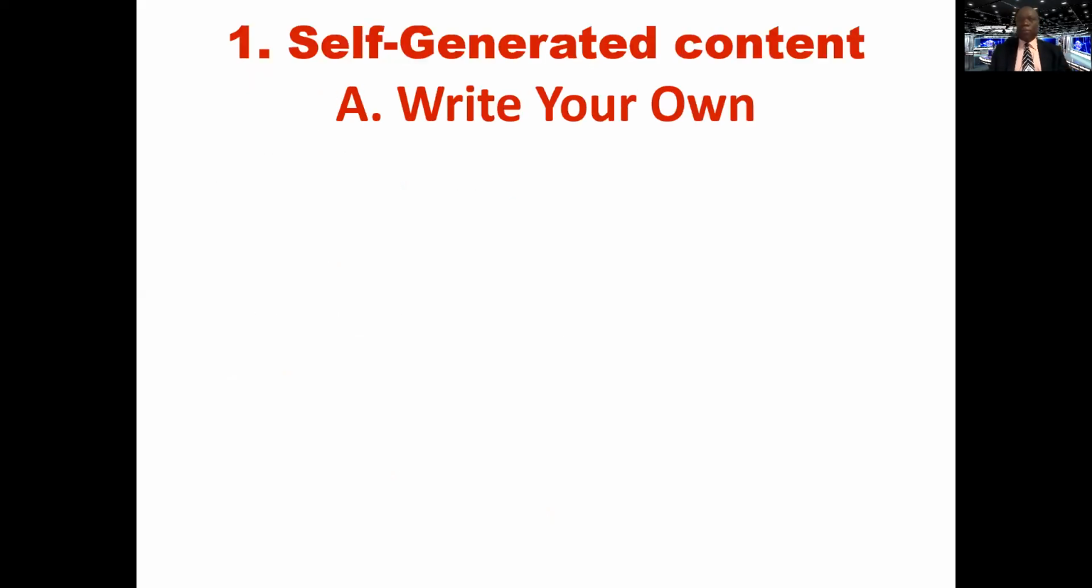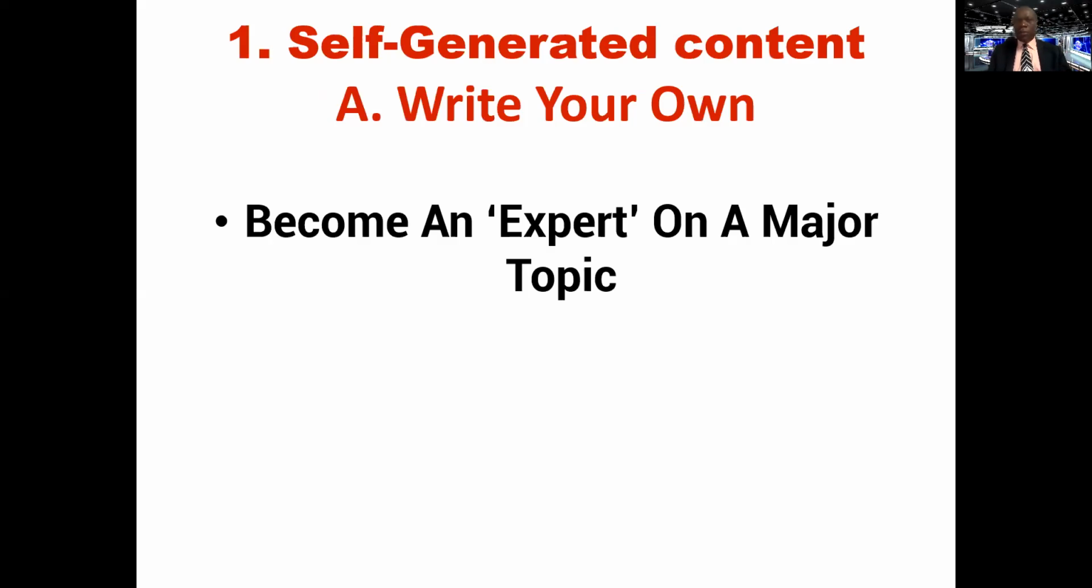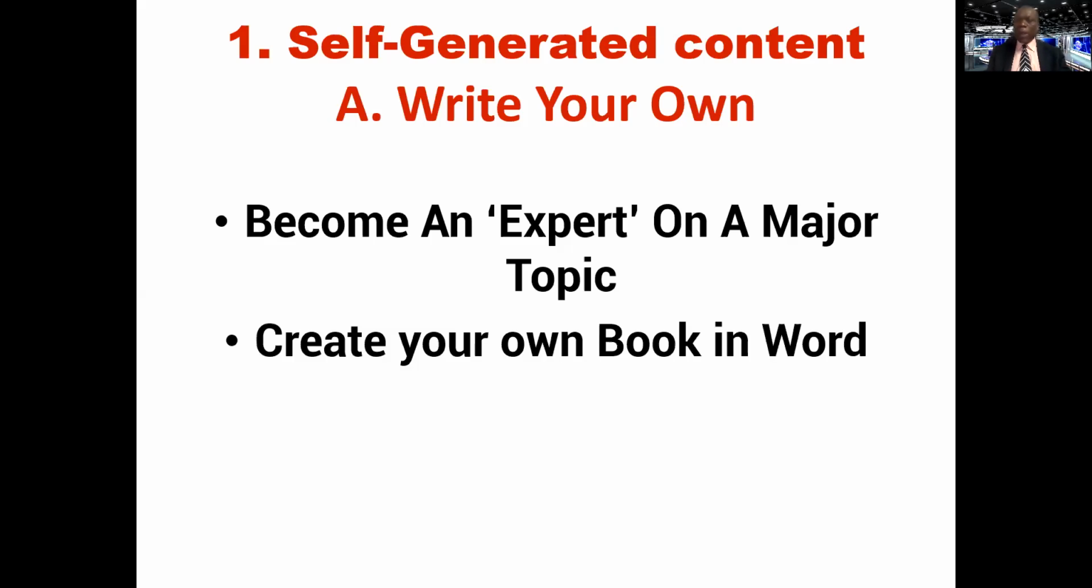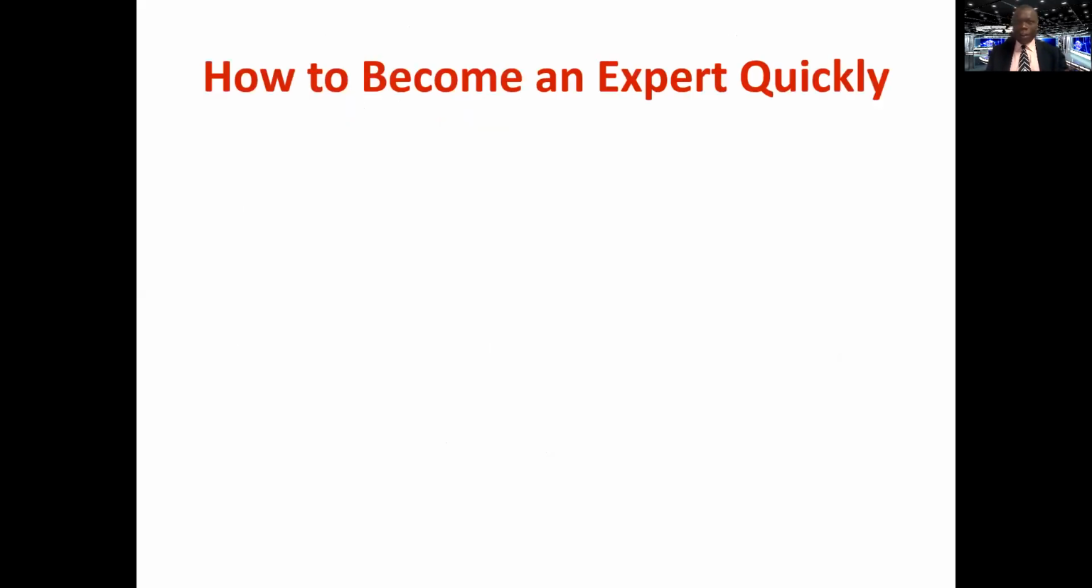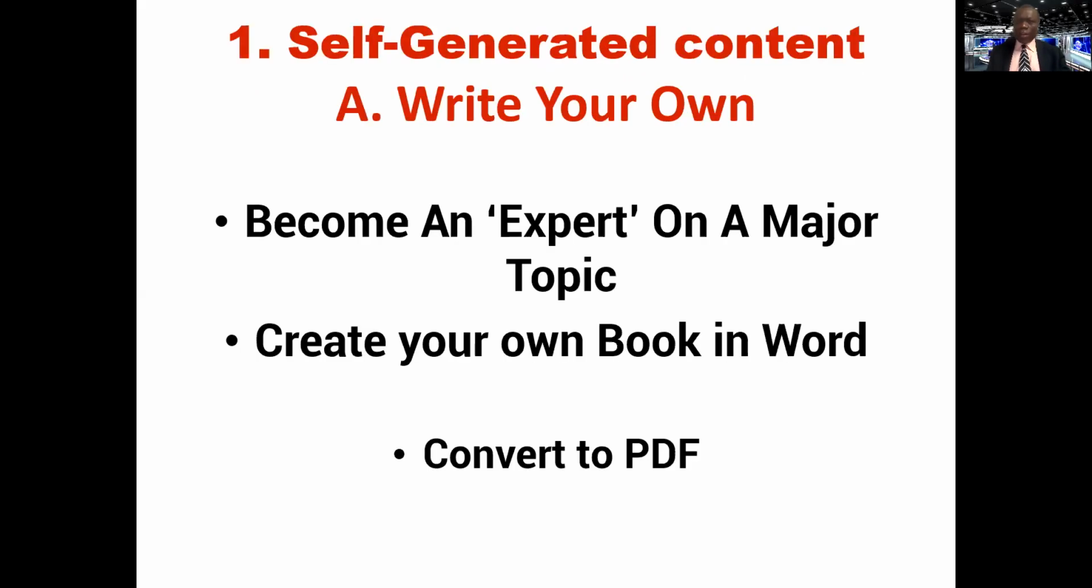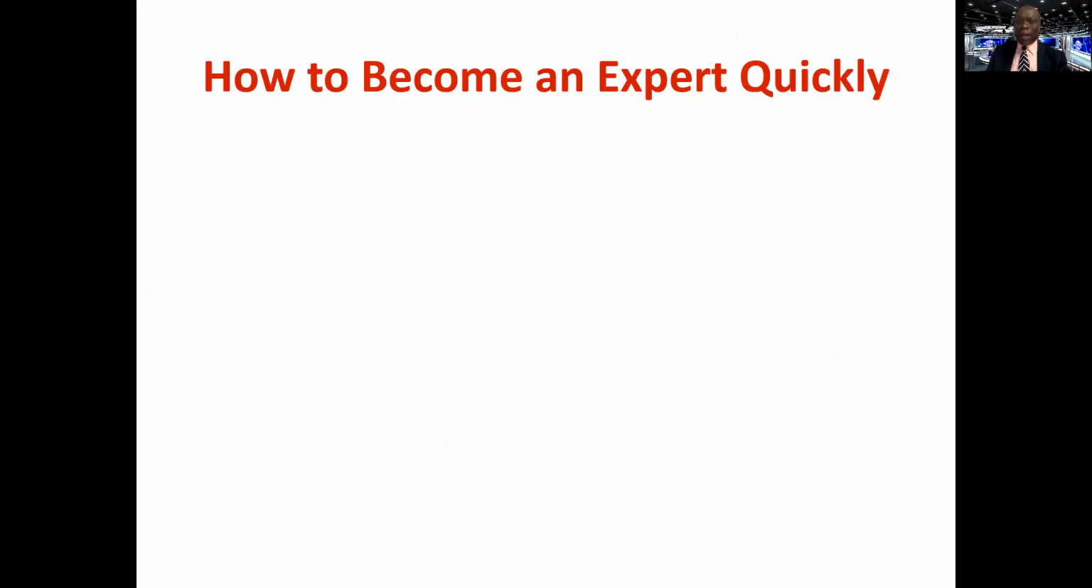All right? Number 1, write your own. How do you do that? The way you do that is under self-generated content. I want you guys to not lose track. Forget my sidetracking a bit there. I tend to do that. Under self-generated content, we have several, but one part of self-generated is for you to write your own. And how do you do that? Become an expert on a major topic. Create your own book in Word. Convert it to PDF. It's not complicated. The next question, if you want to follow this way to write your book, is how do I become an expert quickly? You can become an expert in 48 hours.